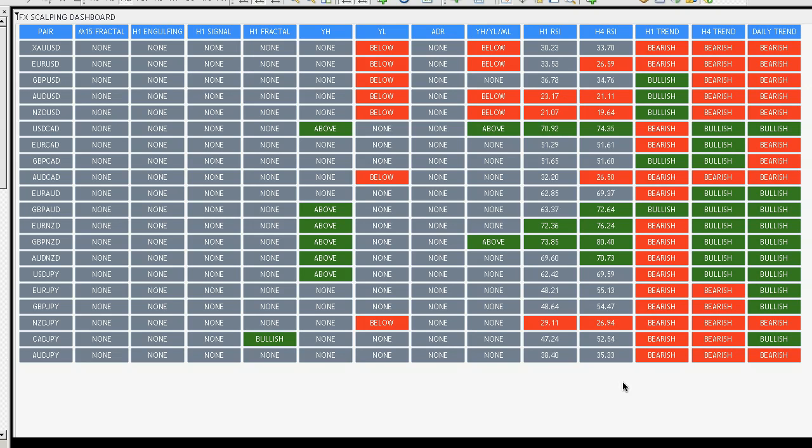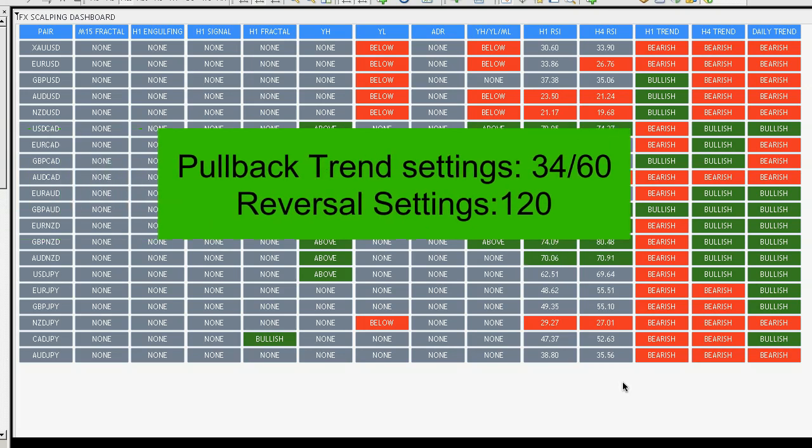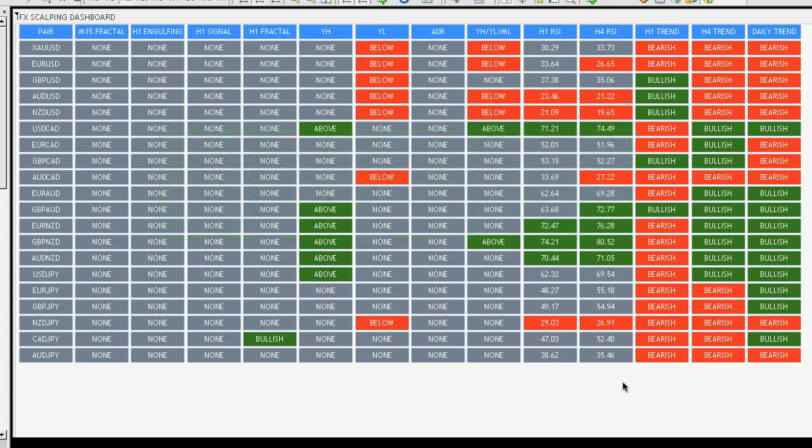Maybe you can change the settings so you can get more alerts. You can change it to 34. So write this down. If you're going with trend pullbacks, you can actually look at 34 settings on the blocks. And if you're looking for reversals, it's best to use 120, because you want to see that price has made a new high or a new low and is overextended so that you can get better results with that, okay?